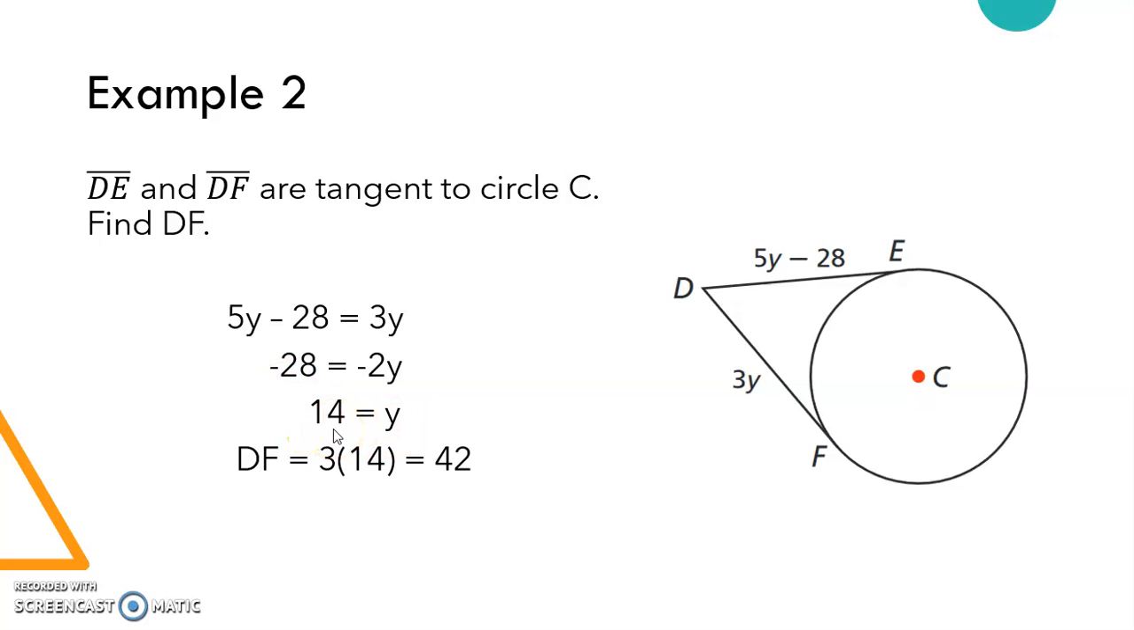Now it's very tempting to stop there, but they wanted the length of DF. So I took my 14 and put it into the expression here. I did 3 times 14, and I found out that DF is 42. So it's time for another check it out question.